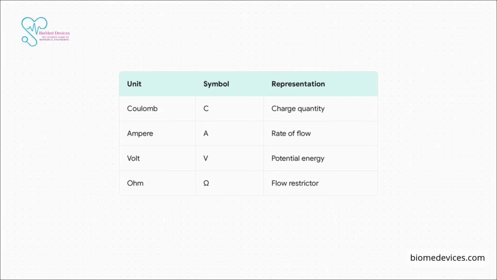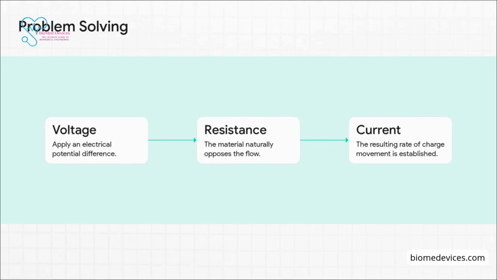Really understanding what these units physically represent is exactly what separates a great engineer from someone who just plugs numbers into a calculator. Let's see how this builds a framework for conceptual problem solving. If you are working on a biomedical device, before you write down a single number, I want you to picture the sequence. First, a battery or power supply applies a potential difference across a component. Second, that component naturally opposes the flow based on its physical geometry and material. And third, only as a resulting consequence, a specific rate of charge movement, the current, is established through the component. It's cause, opposition, and then effect.